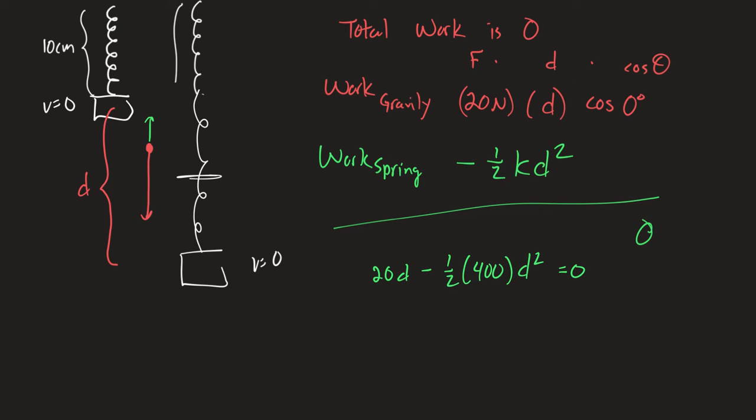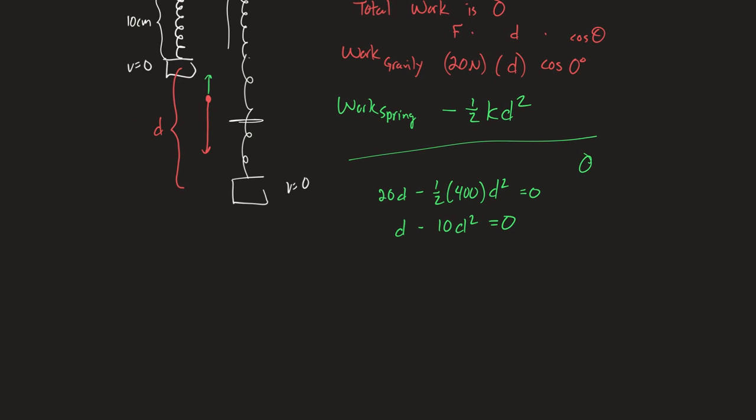d represents how far the spring was stretched, which is not actually true, because we're going to get 2 answers, right? If I factor out and divide by 20, this is d minus 10d squared equals 0. Half of 400 is 200. 200 divided by 20 is 10. So now I have 2 answers. I can factor out 1d, set it equal to 0. And then I can solve for the other d and find that it's 0.1 meters.